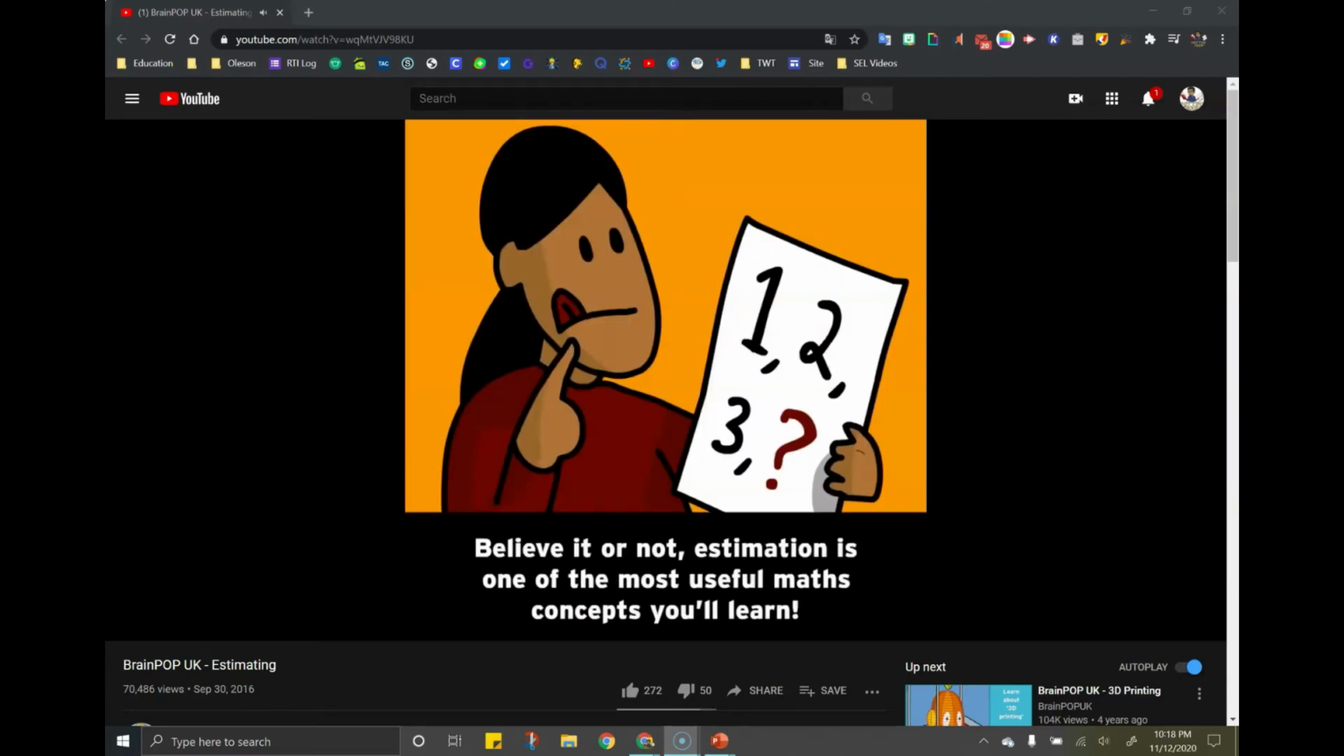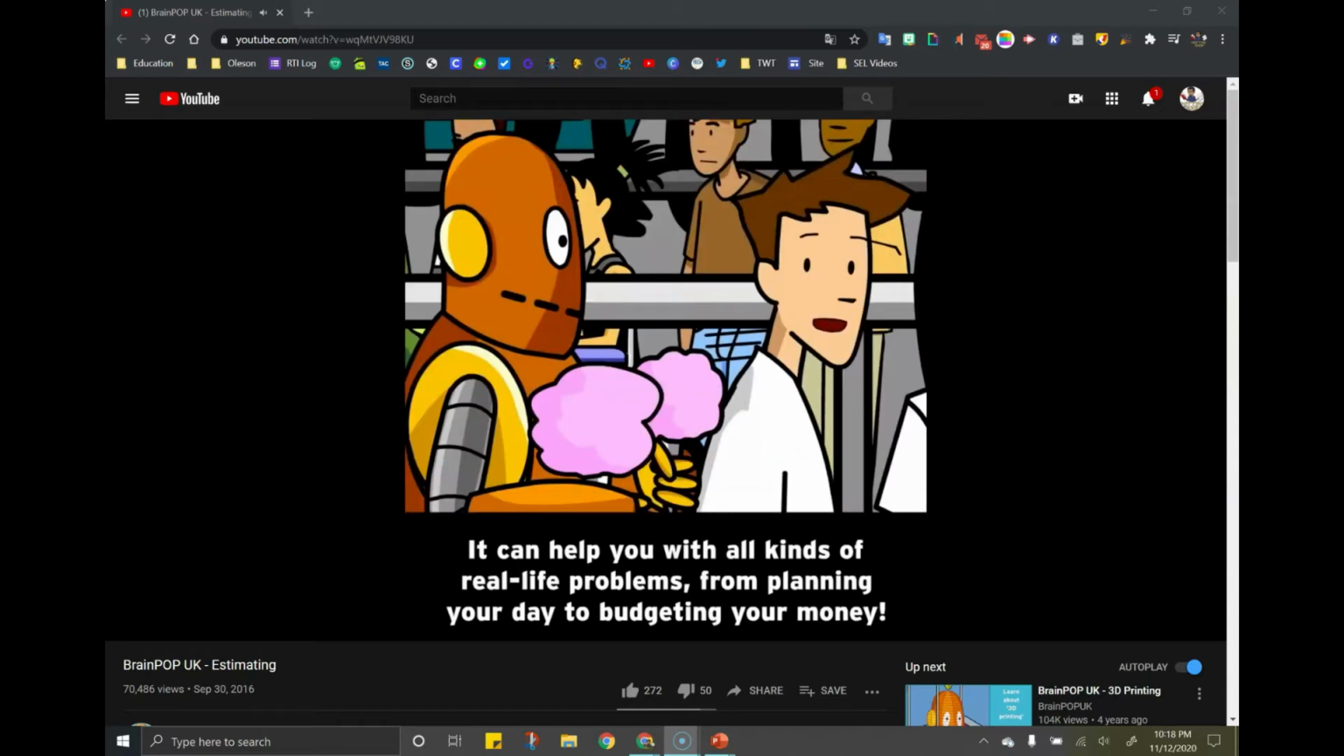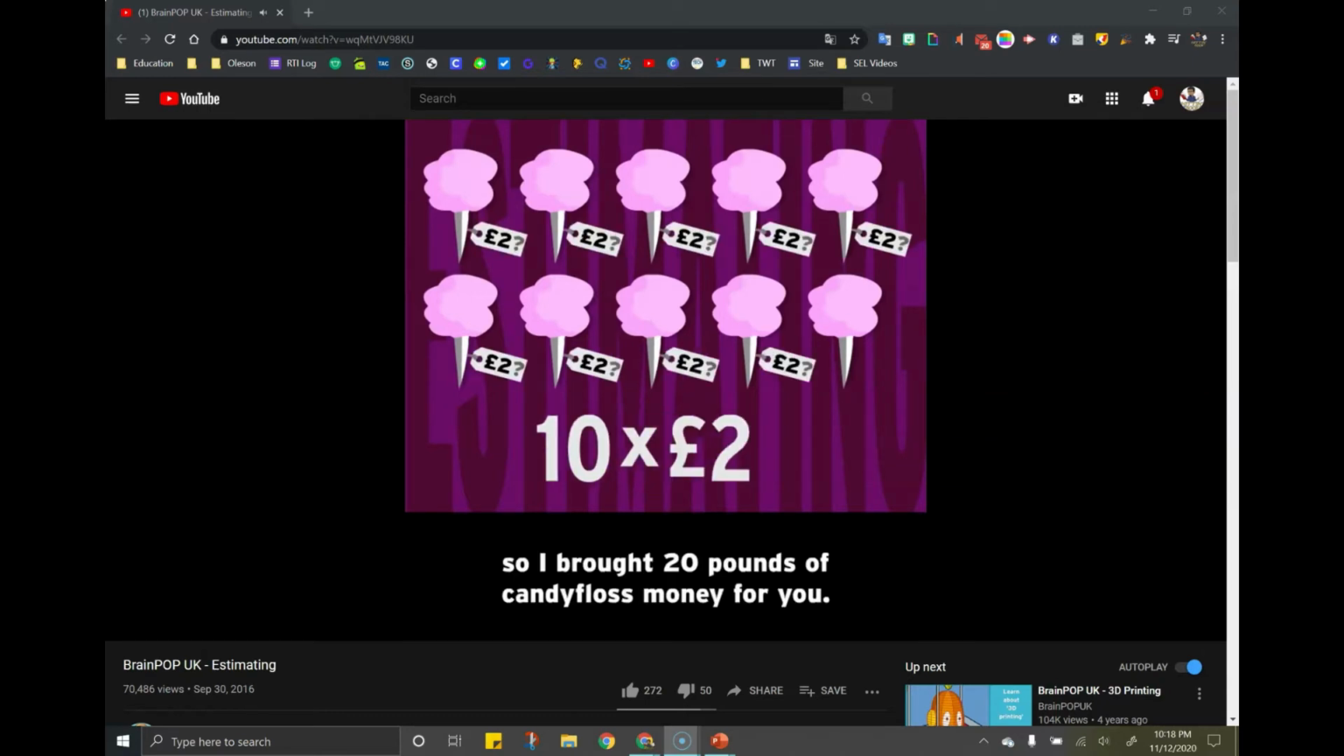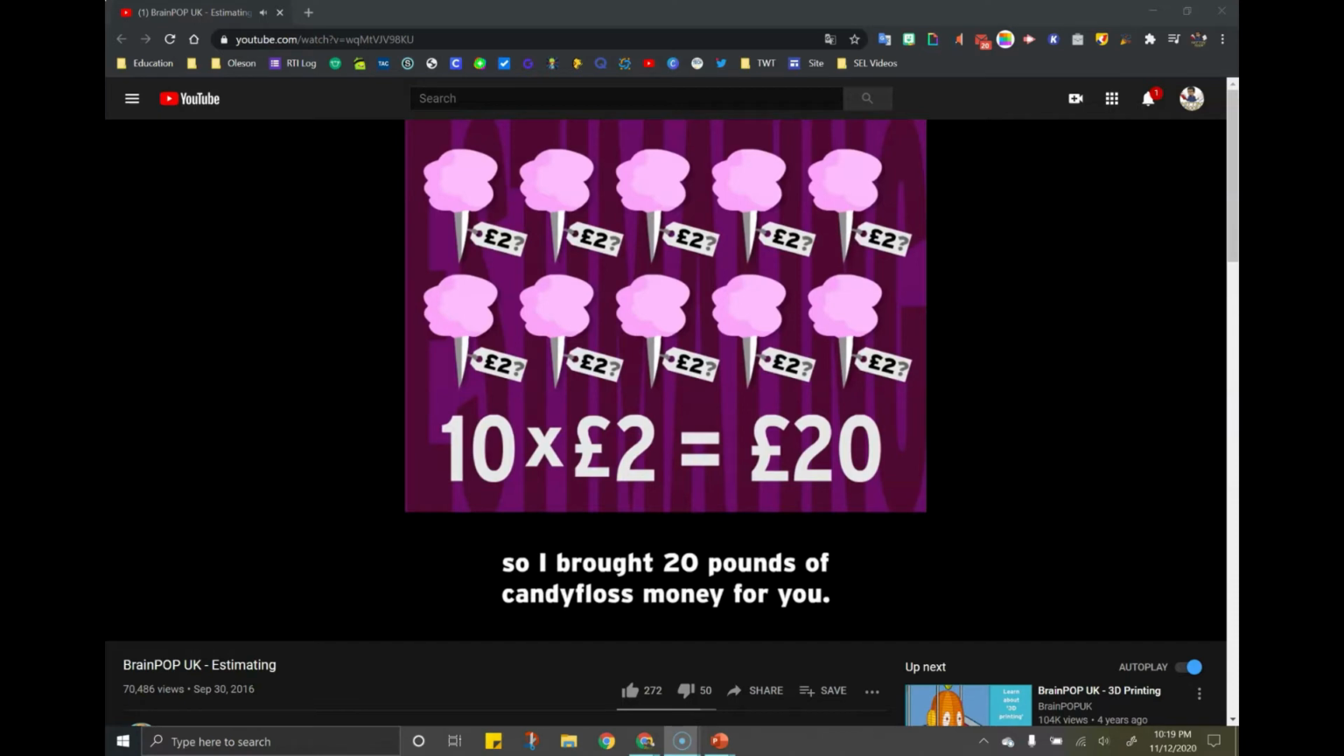Believe it or not, estimation is one of the most useful maths concepts you'll learn. It can help with all kinds of real-life problems, from planning your day to budgeting your money. I knew you'd want to eat about 10 servings of candy floss today. I figured they couldn't cost more than £2 a piece, so I brought £20 of candy floss money for you. That's an estimate.